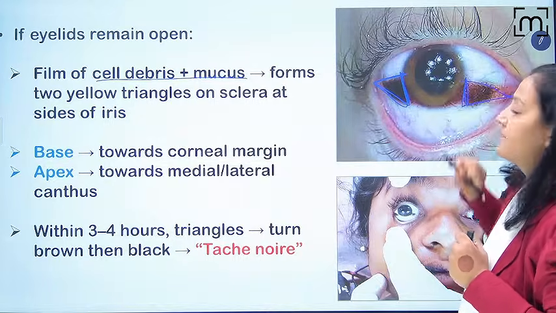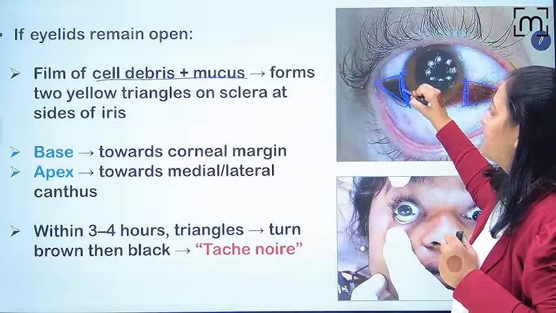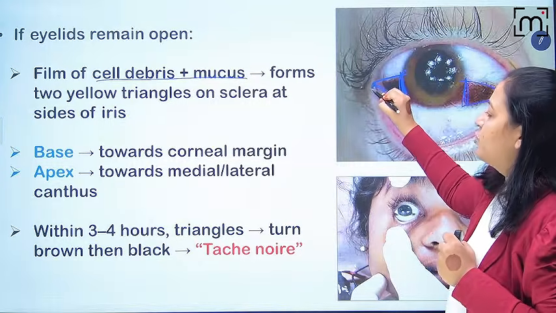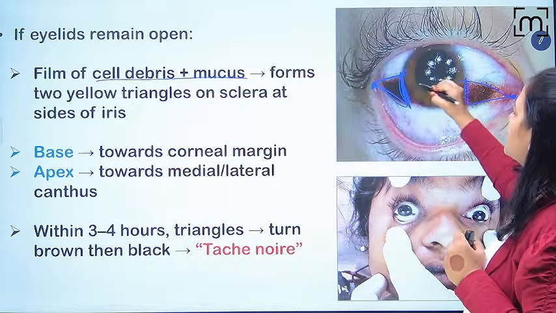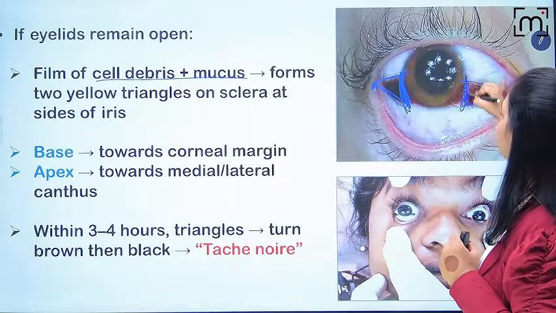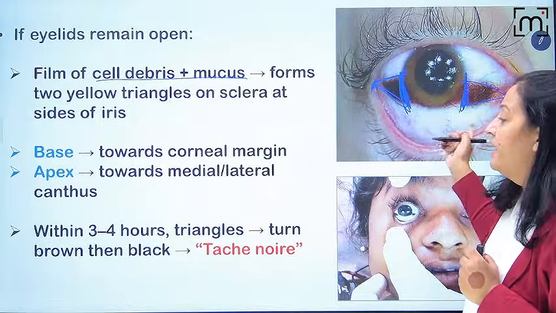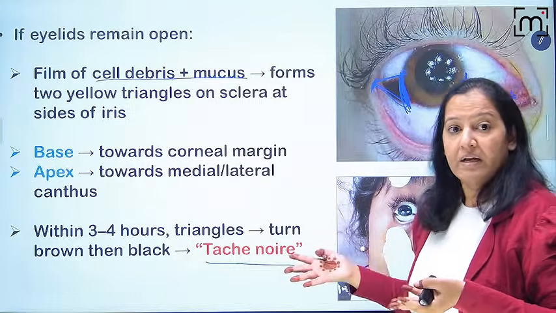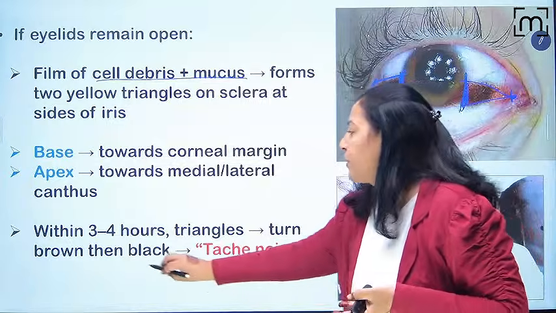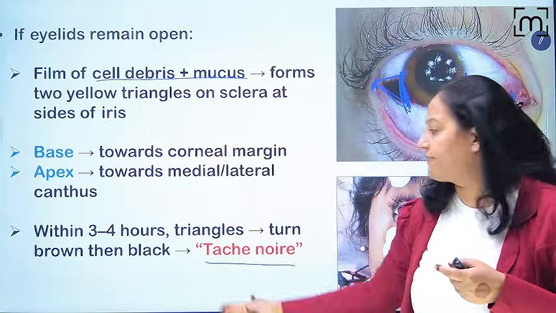You can see these triangles. Where is the base? Where is the apex? The base is towards the corneal margin and the apex is towards the canthus, medial canthus or lateral canthus. Appreciate the base of the triangle and the apex of the triangle. These triangles are known as tache noir. Later on they convert to brown to black color. Initially they are yellow, then they convert to brown to black after 3 to 4 hours.